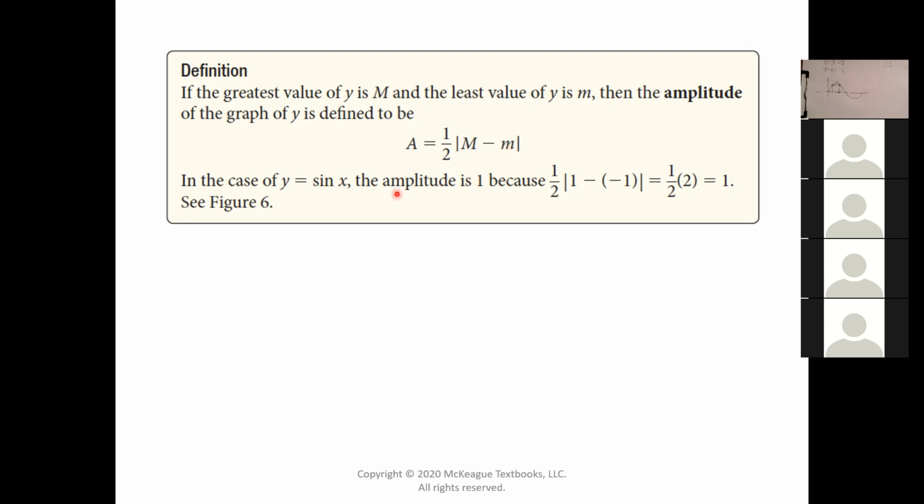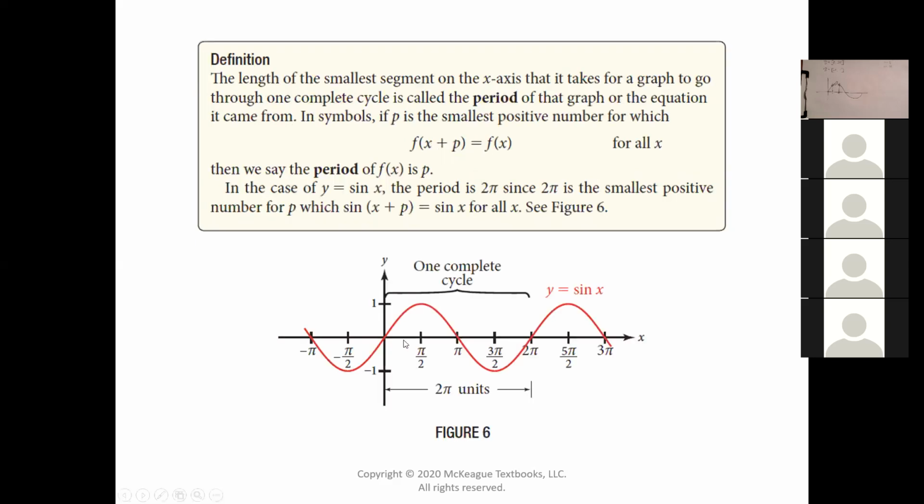So you can clearly see, therefore, if we apply it to the graph of y equals sine x, the amplitude is 1, because if we use this formula, the amplitude is 1/2 times the maximum y value on the graph of y equals sine x, which was 1, subtracting the minimum y value we found on the graph, which is -1. 1 subtract a -1 is 1 plus 1 or 2, and 1/2 times 2 is 1. So therefore, the amplitude of y equals sine x is 1, positive 1.